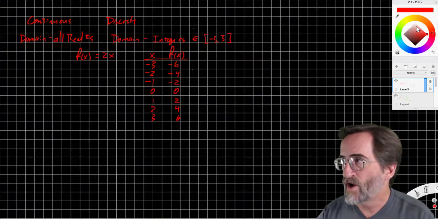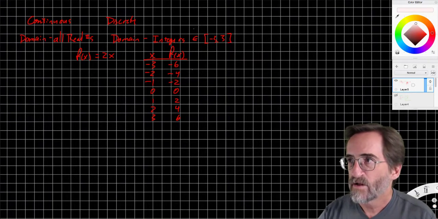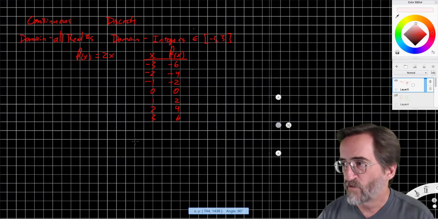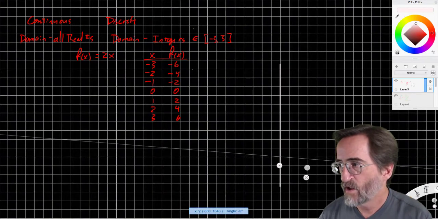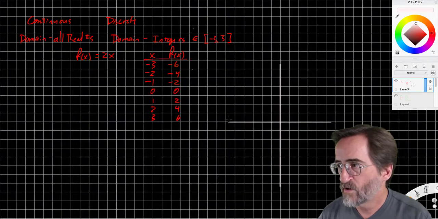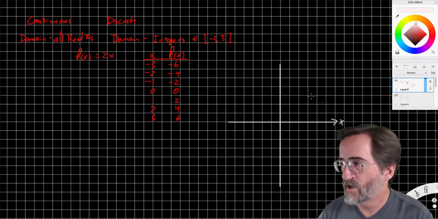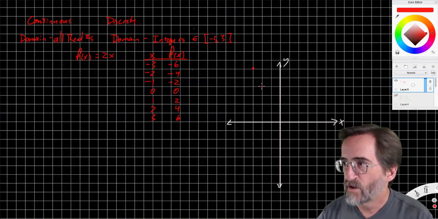I can now graph this relation over here. And here we go. Okay, x and y. And I can plot these points, -3, -6, -2, -4, and so on. And you end up with this linear function, but it is discrete points. Okay, this is discrete.